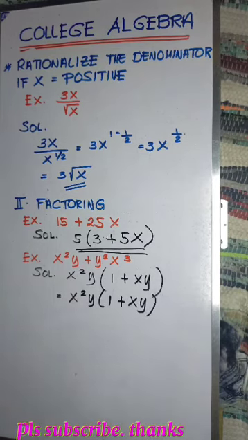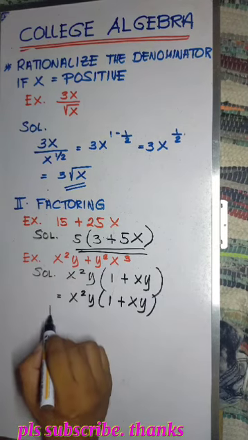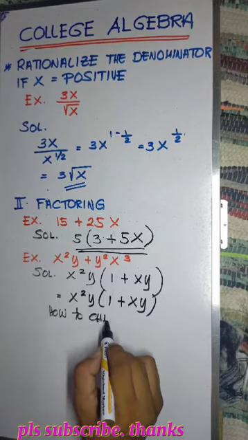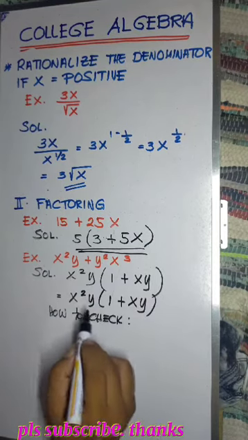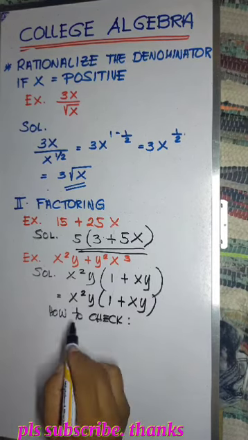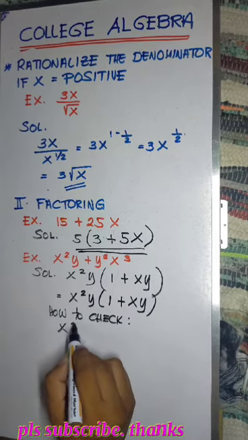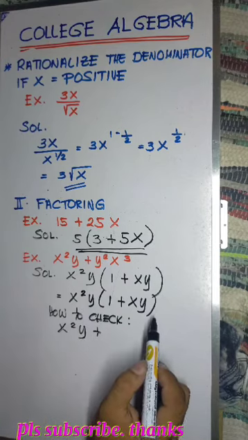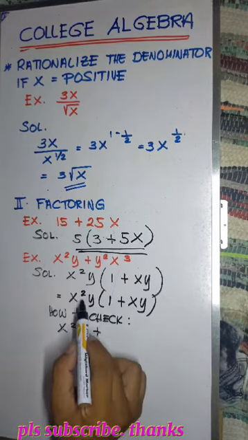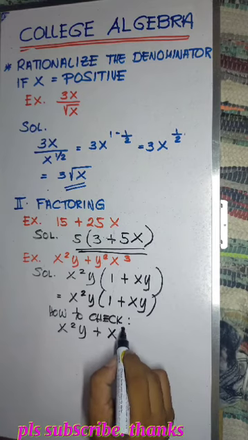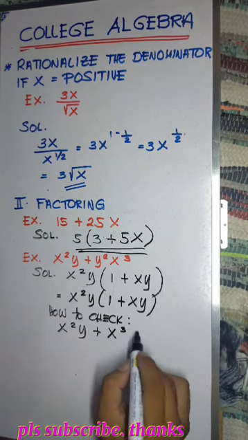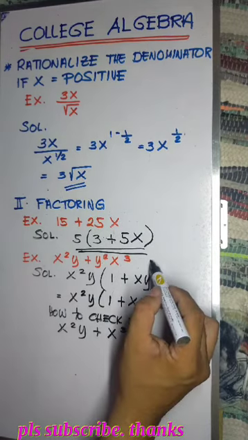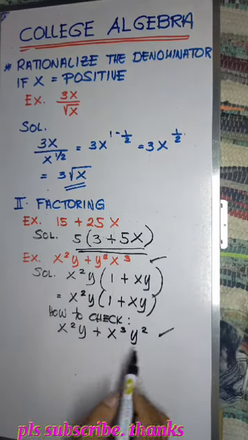Okay. So if you want to check, how to check? You just multiply them again. So x squared y times 1, that will become x squared y, plus x squared y times xy. So x squared times x, so 2 plus 1, that will become x cubed. Y times y, that will become y squared. So this and this is the same. So it's okay, check.